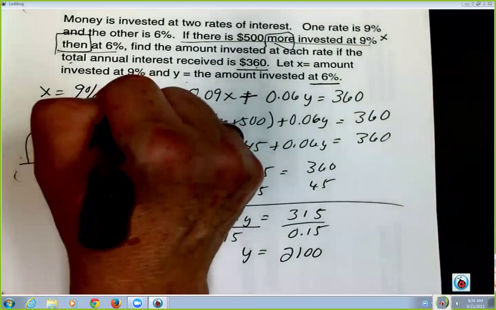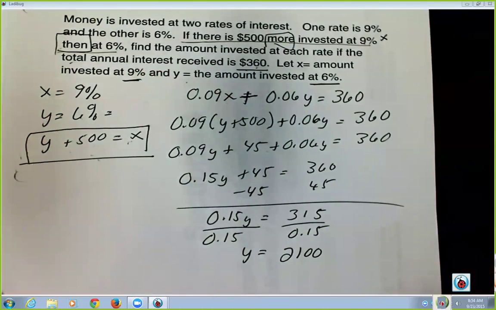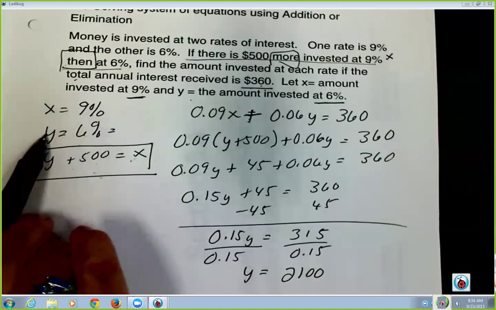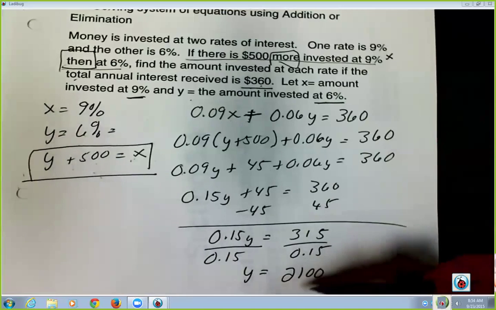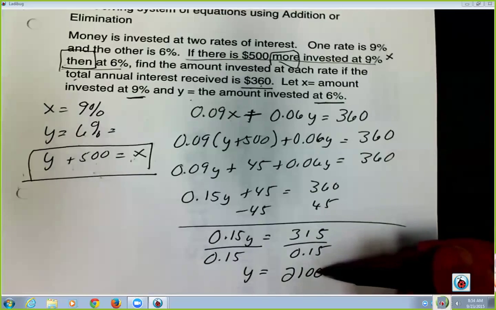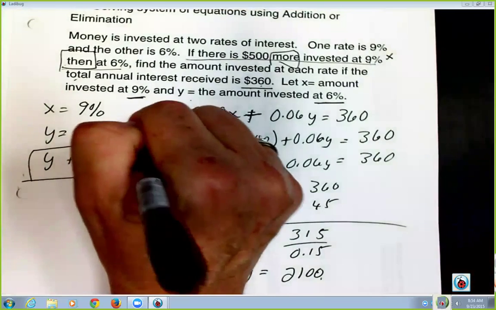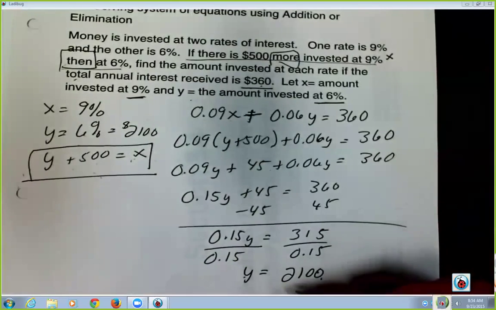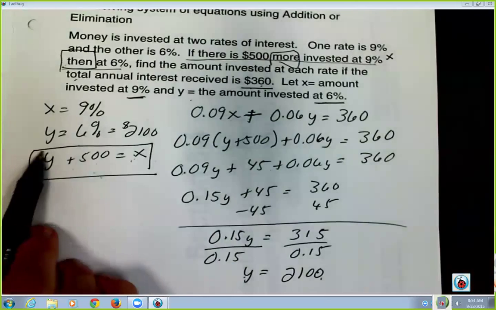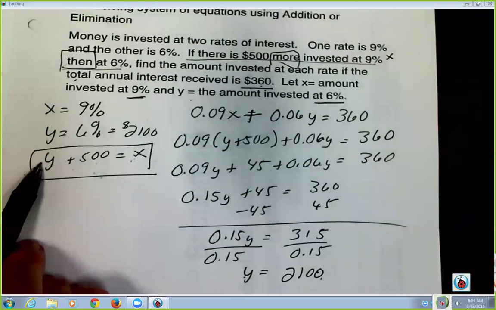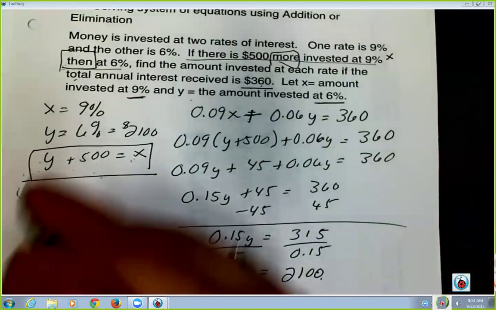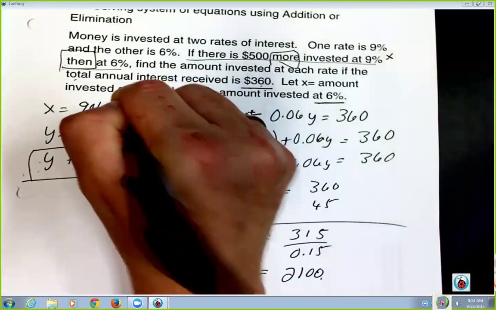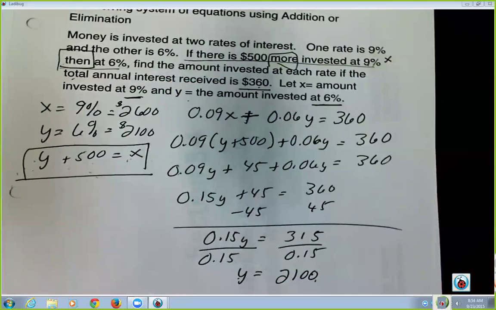So that means at 6%, and on Hawks, when you get these, you will see two boxes. One box will say 9%, the other box will say 6%. Make sure you put your money in the right spot, okay? If you solve for Y, you would put 2,100 in for Y. And what did we invest for X? So go back to this equation, plug 2,100 in, and we would find that at the other one, you've invested $2,600. Okay, does that make sense?